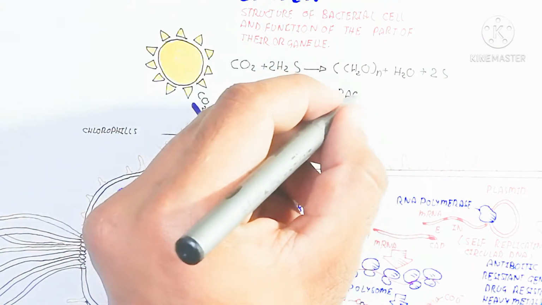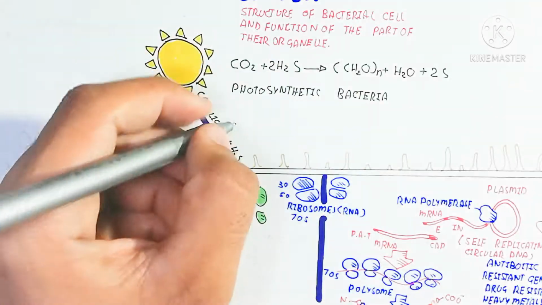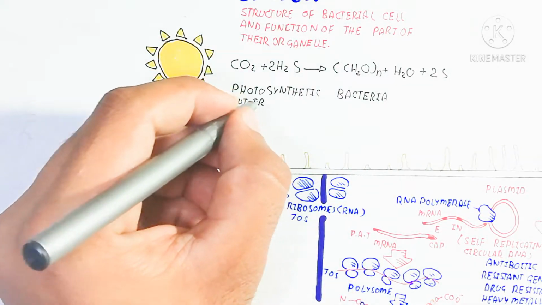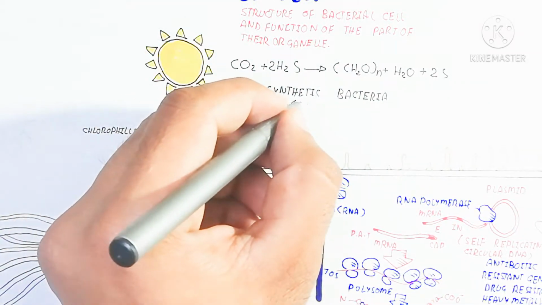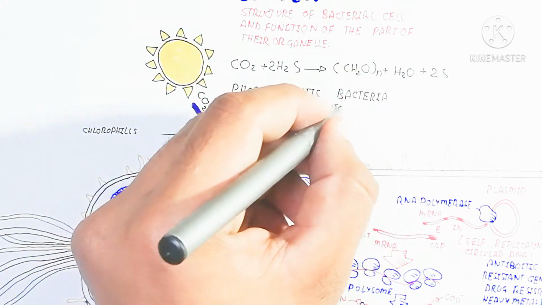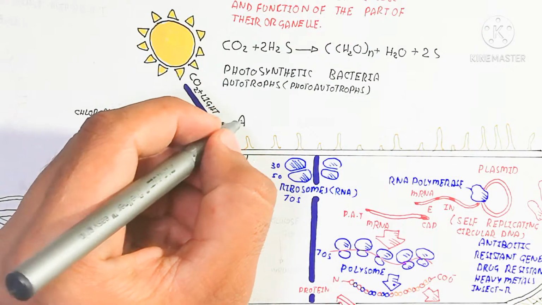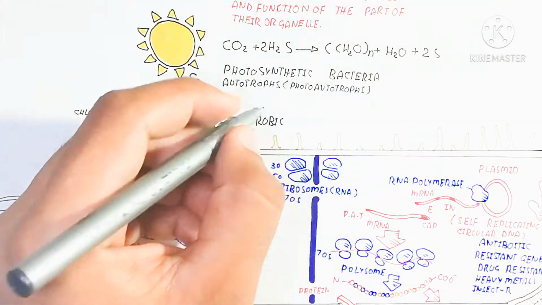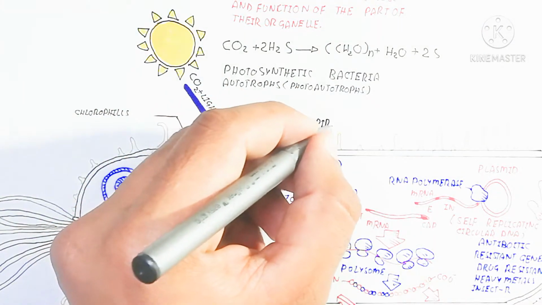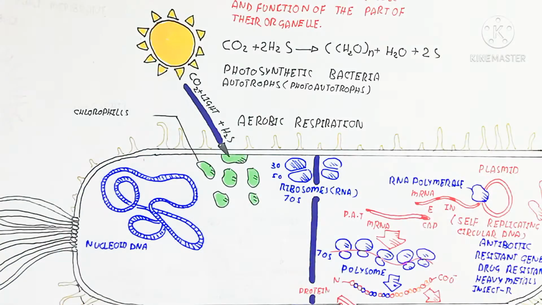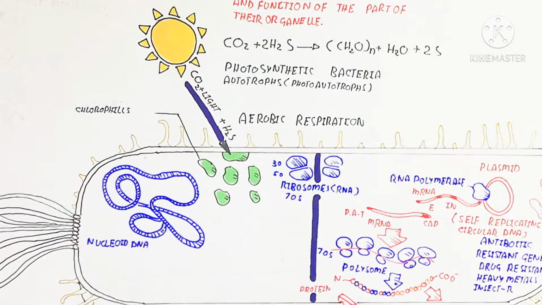This is quite different as compared to the water-containing photosynthesis with the fixation of carbon dioxide. So the photosynthetic bacteria are known as autotrophs.